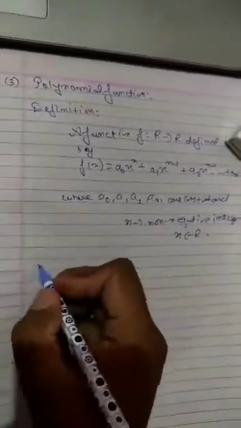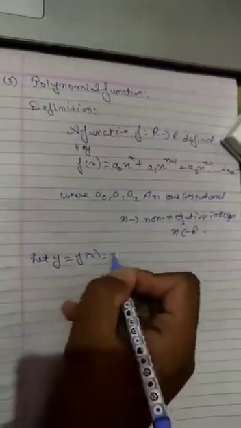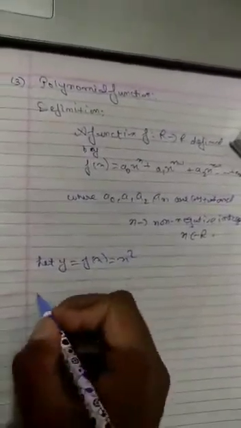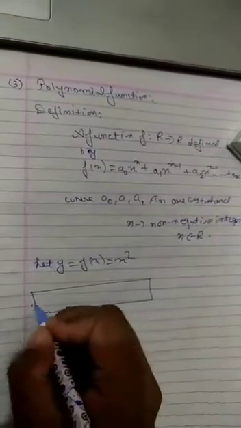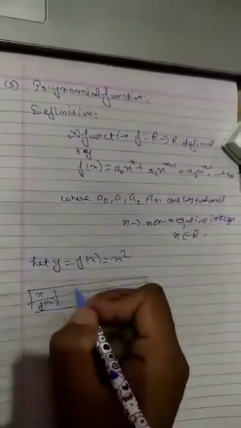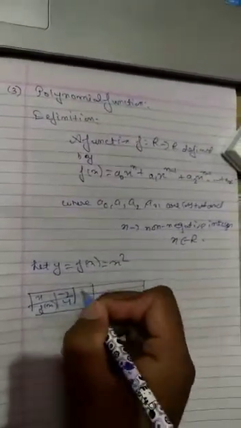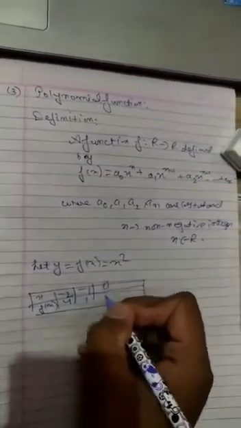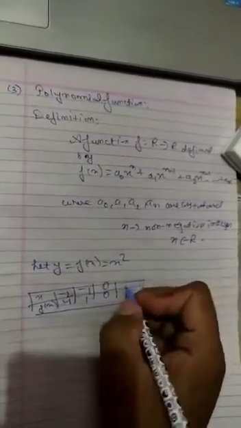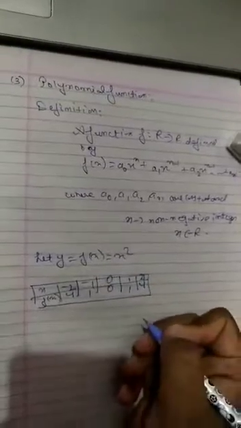So let's see. Let y is equal to f(x) and take it as x square. So if we want to make a table for a graph, x and f(x) form, if we take x value minus 2, we get x square as 4. If we take minus 1, we will get 1. If we take 0, we will get 0. If we take 1, we will get 1. If we take 2, we will get 4.